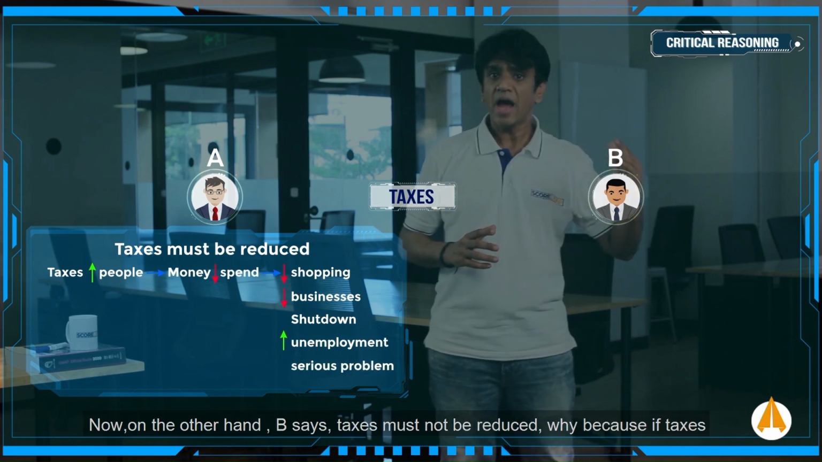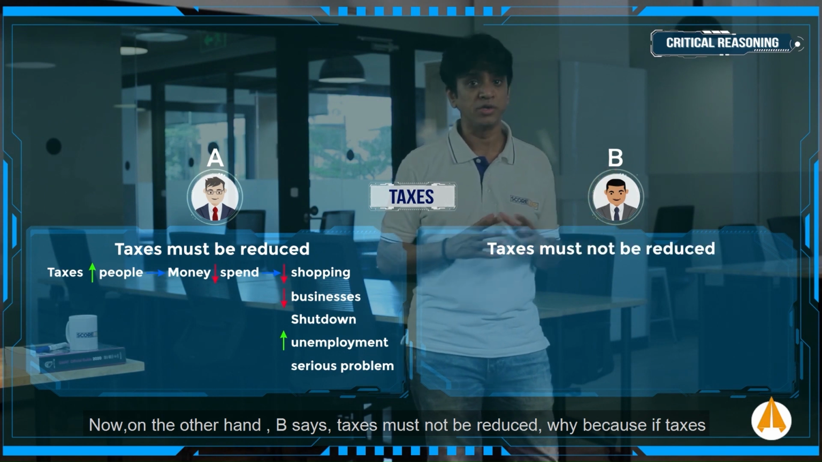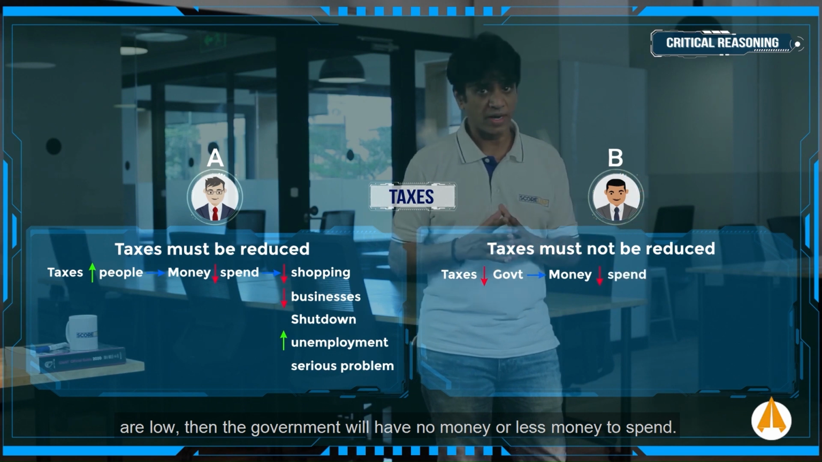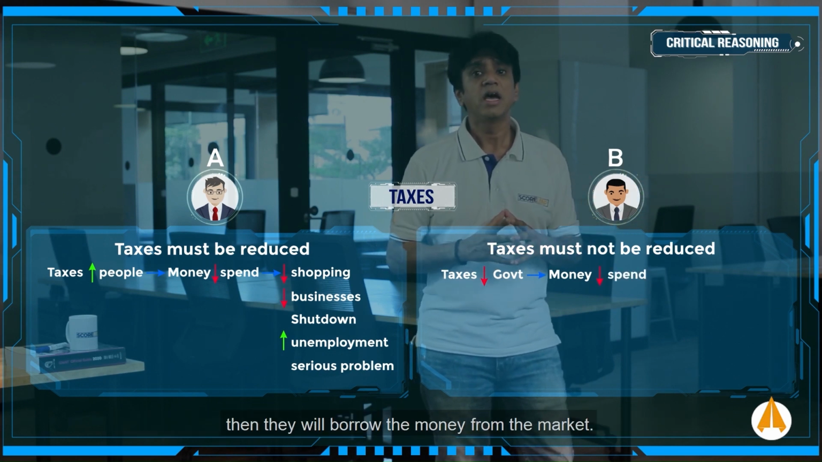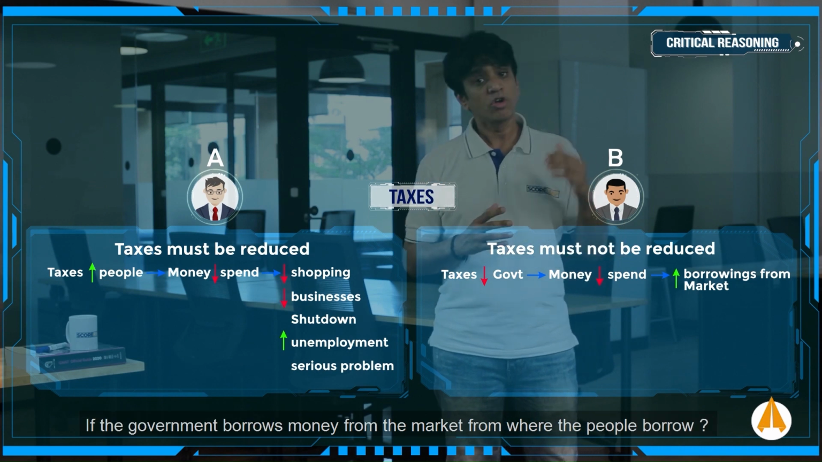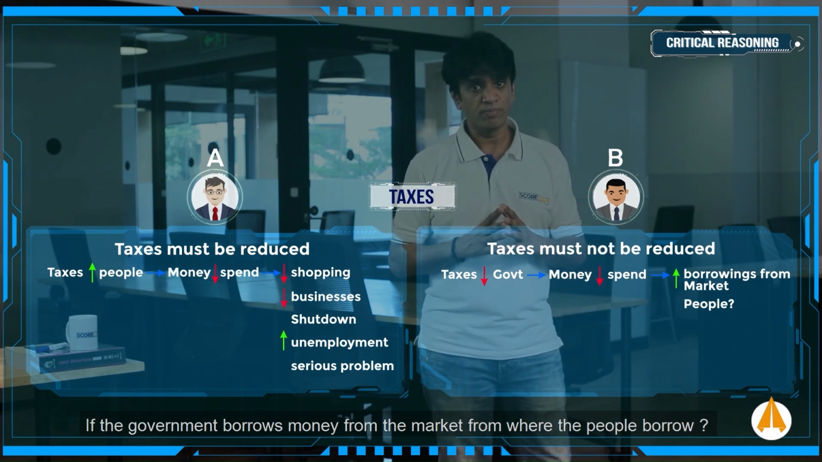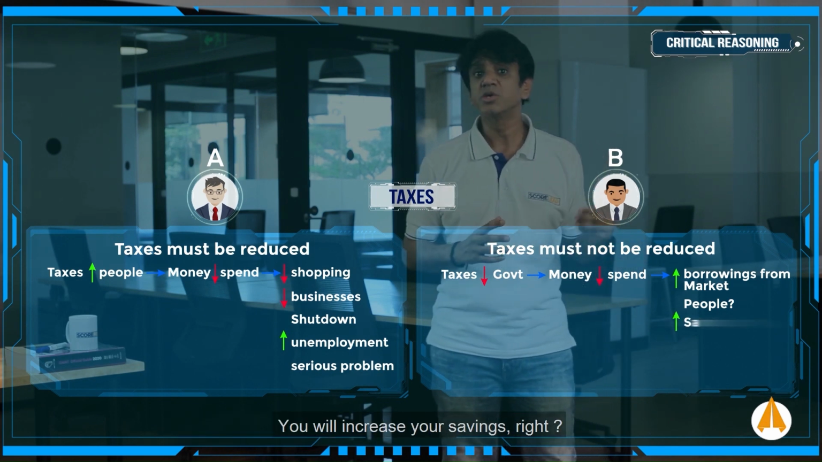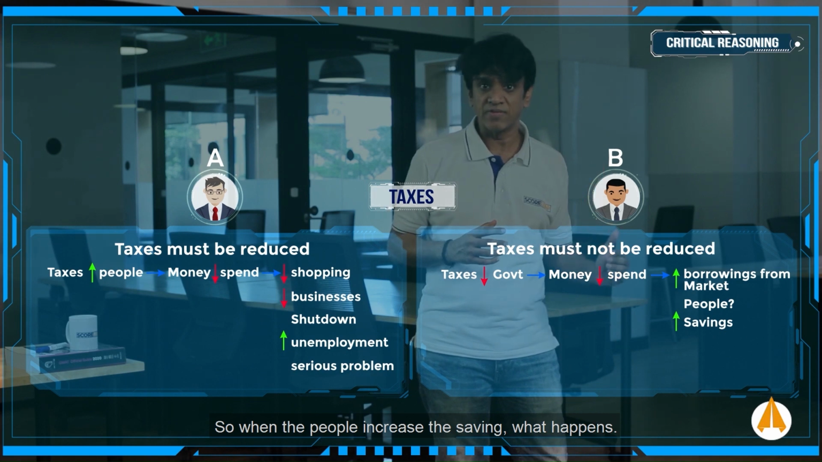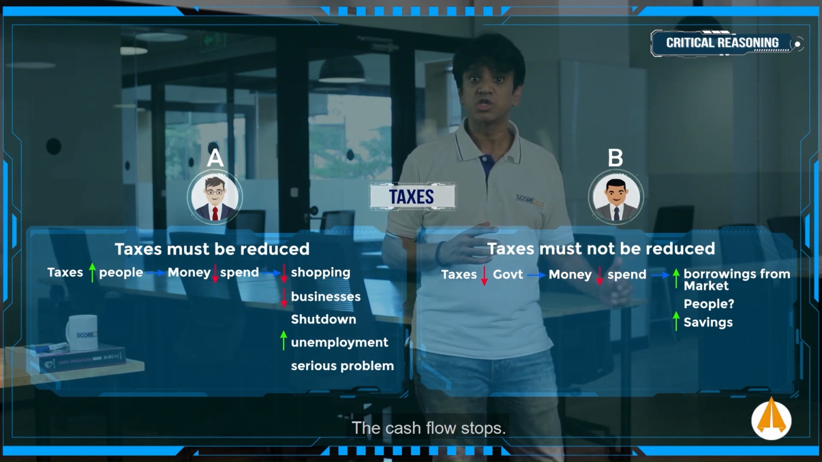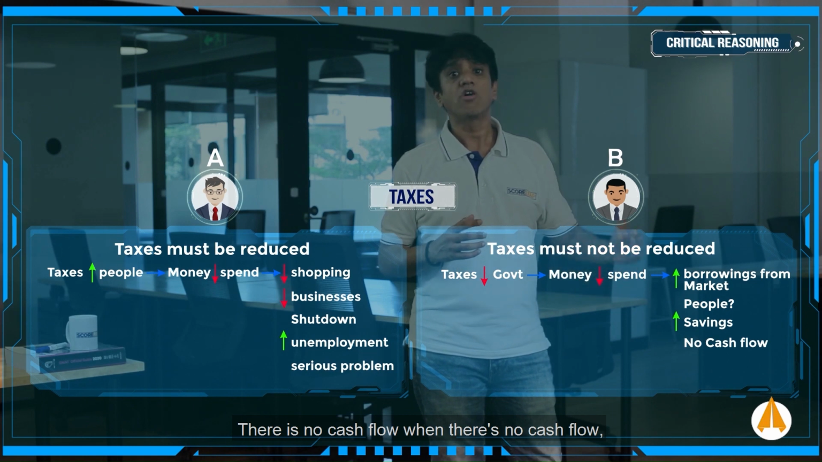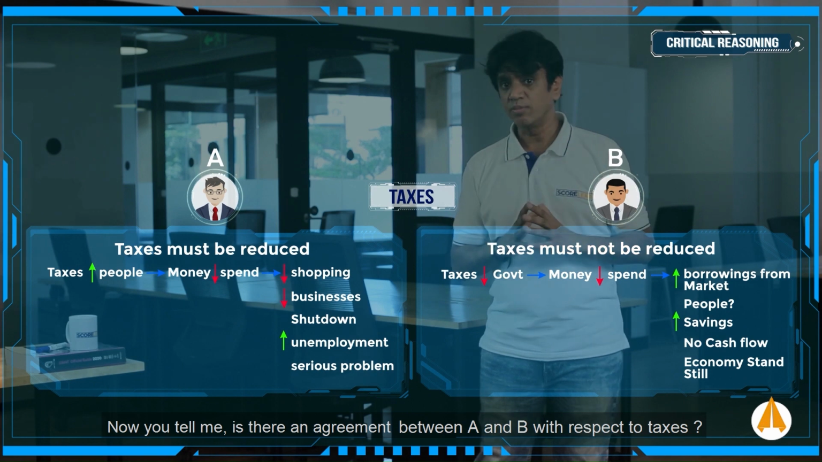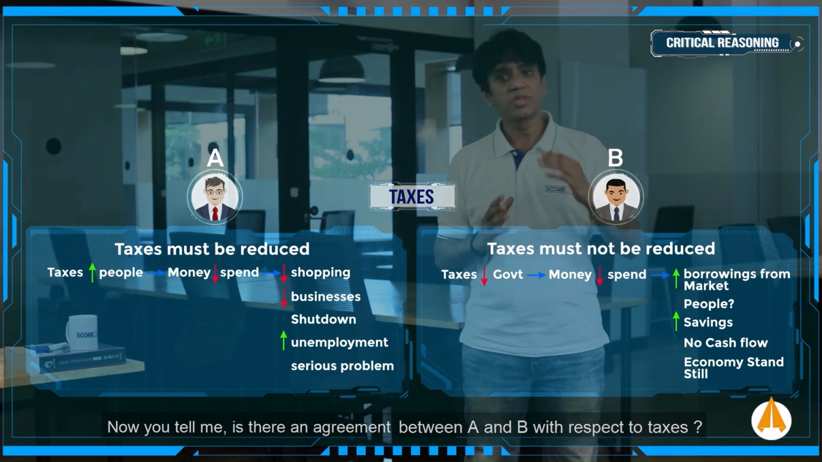Now, on the other hand, B says taxes must not be reduced. Why? Because if taxes are low, then the government will have no money or less money to spend. If the government has no money to spend, then they will borrow the money from the market. If the government borrows money from the market, from where will the people borrow? When you know that you can't borrow money from anywhere, what do you do? You increase your savings. So when the people increase their savings, what happens? The cash flow stops. When there is no cash flow, the economy comes to a standstill, which is a serious problem. Is it not?